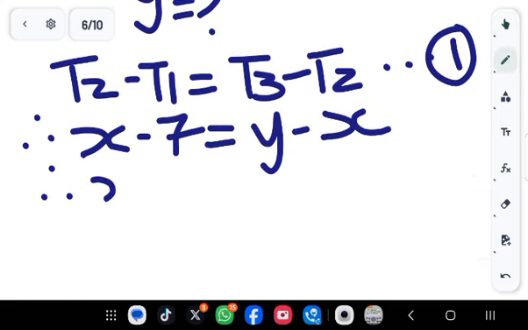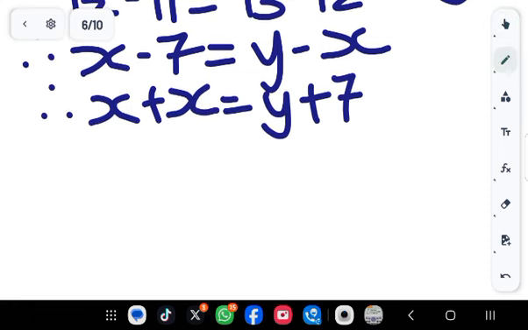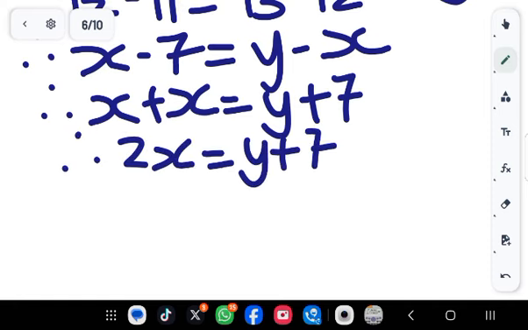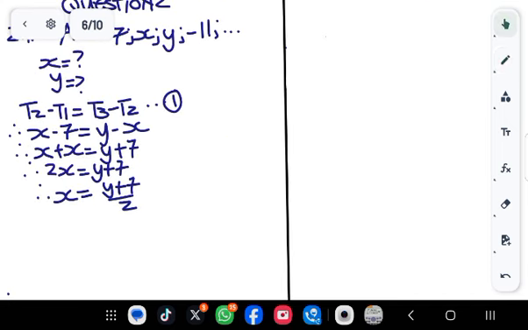Take the x's to the same side and take everything else to one side. Therefore, we've got 2x equals y plus 7, and that therefore gives us x equals, you divide both sides by 2, (y plus 7) over 2. So that is our equation 1.